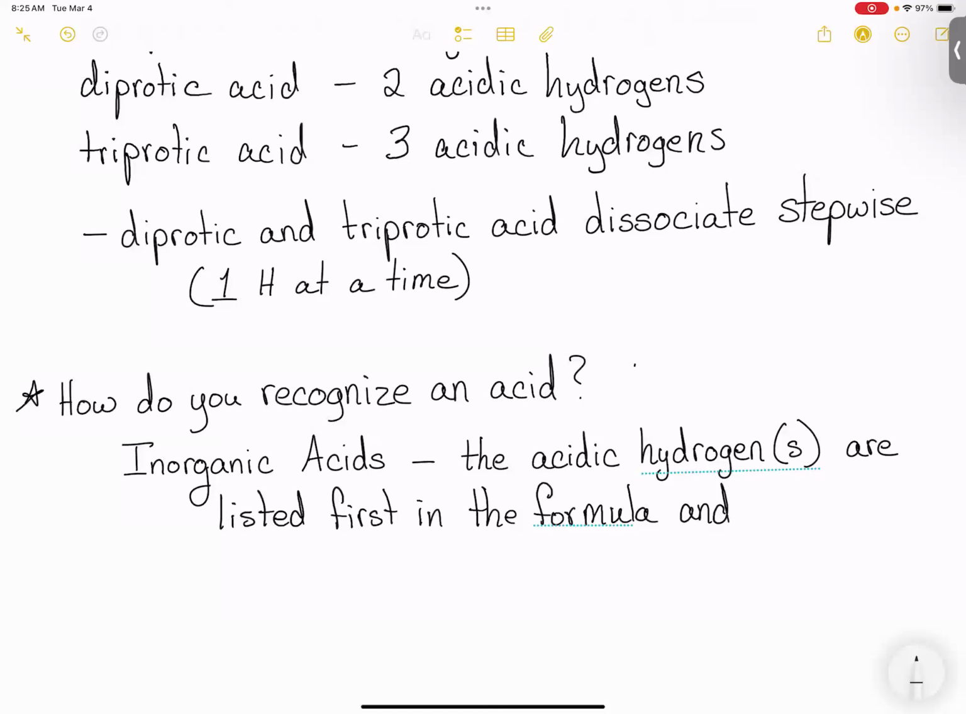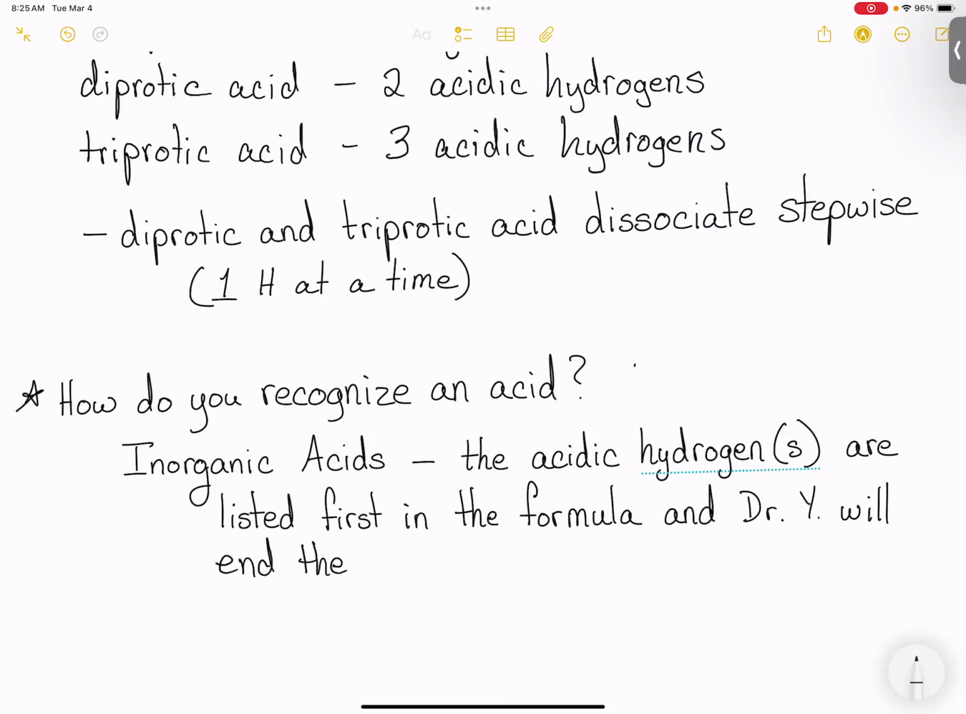And I will end the formula with an AQ. I'm separating myself from ALEKS. ALEKS doesn't necessarily list out the AQ, but I always will.